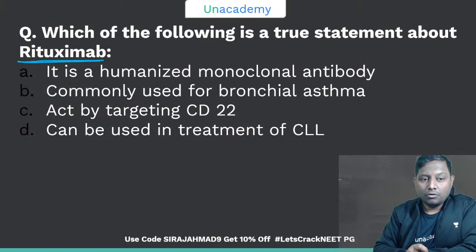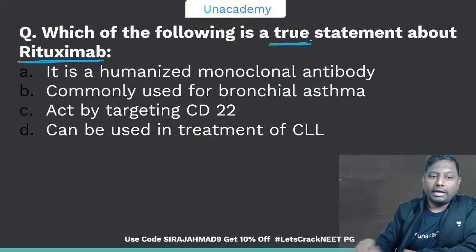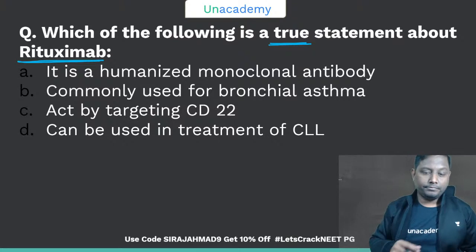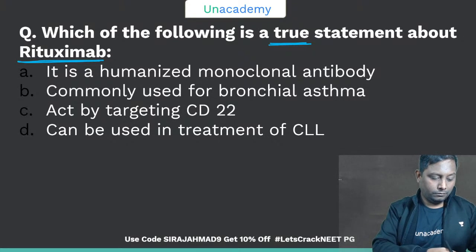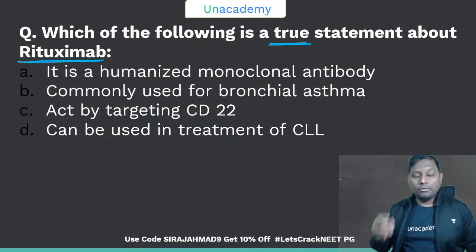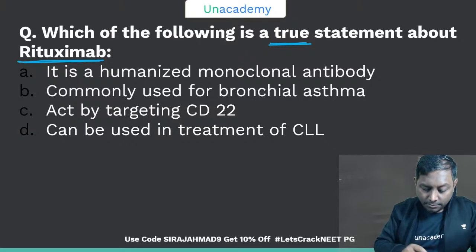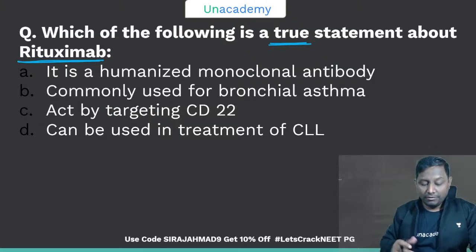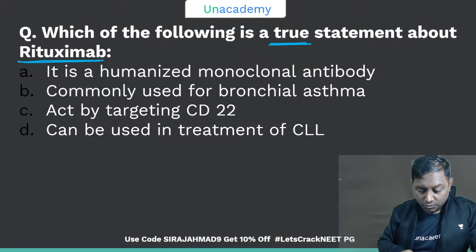Option: it is a humanized monoclonal antibody commonly used for bronchial asthma, acts by targeting CD22. Another option: can be used in the treatment of CLL. You'll have to find out the true statement. Please provide your answer already, all the students who are live right now. What do you think would be the possible answer for this one? I will be waiting for your answer in the comment section. I am using another system to check your comments here, and accordingly we will be doing the discussion. Please start providing your answers.